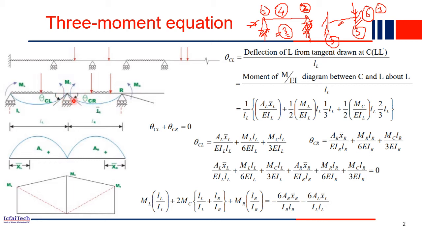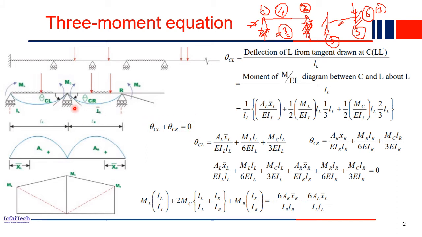This is a roller support, right? So the net moment in this section should be equal to 0. That means the net slope in this section should be equal to 0. That's why theta CL plus theta CR should be equal to 0. So this is our compatibility equation.